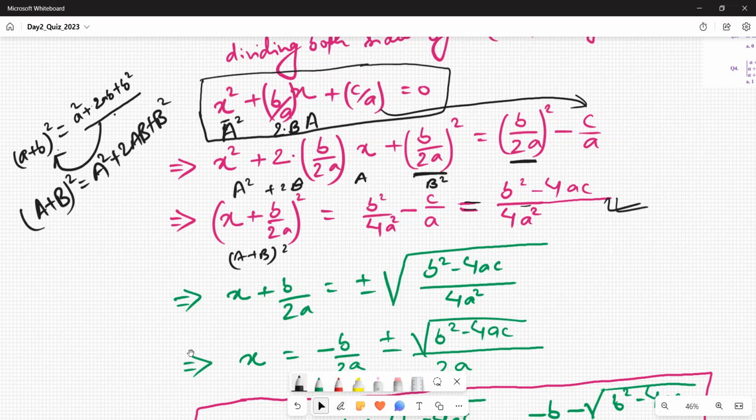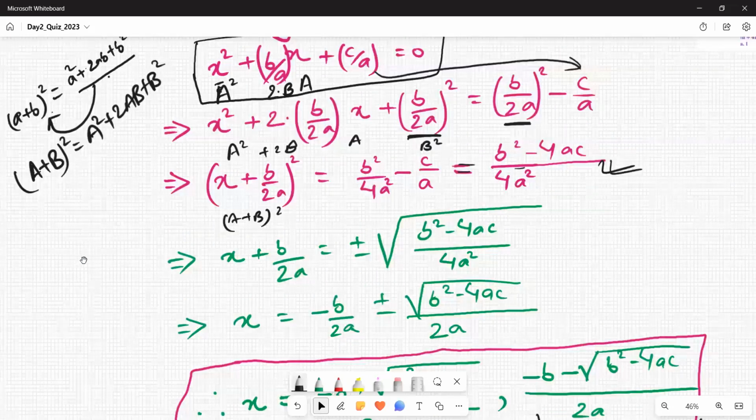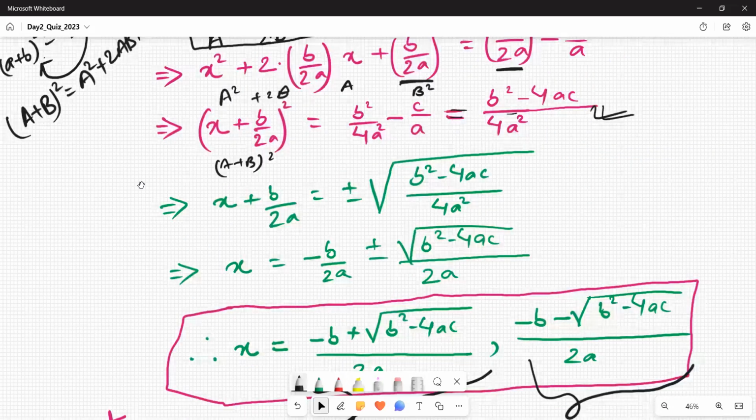So now let's move ahead. Now we have (x plus b by 2a) square on the left here, right? So now if we take the square root on the right side, we have to put plus minus under root, right? So plus minus under root we got here. Plus minus sign means that one time we have to take the result with the plus sign, and the other time we have to take the result with the minus sign.